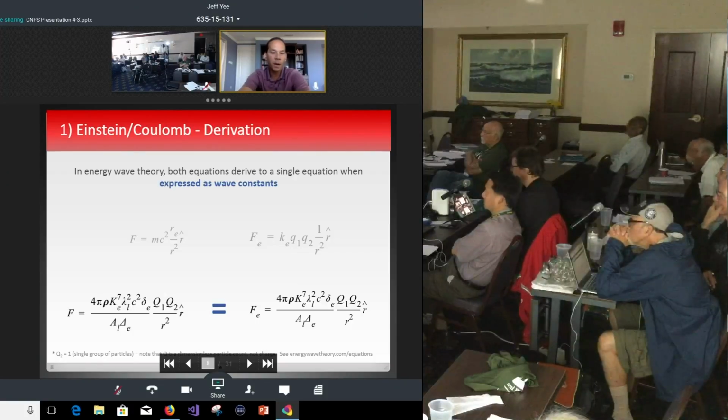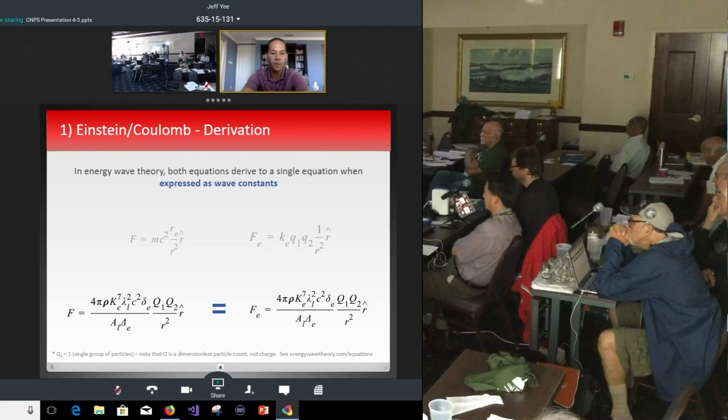One other thing, and this ties to some of the work that I have been doing, is working on expressing everything in terms of wave constants. In energy wave theory, these equations, both on the left and the right, Einstein's, the force version of Einstein, as well as the Coulomb force, derive to a single equation when expressed as wave constants. Now, I'm not going to get into all of these, but you see constants like density and a wavelength and the A there for amplitude.